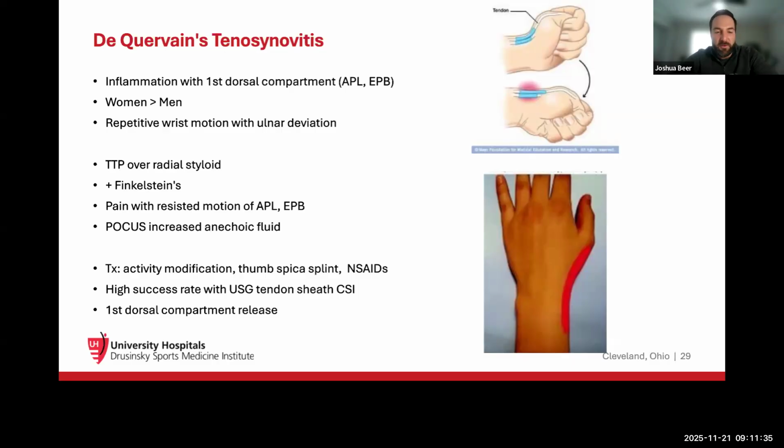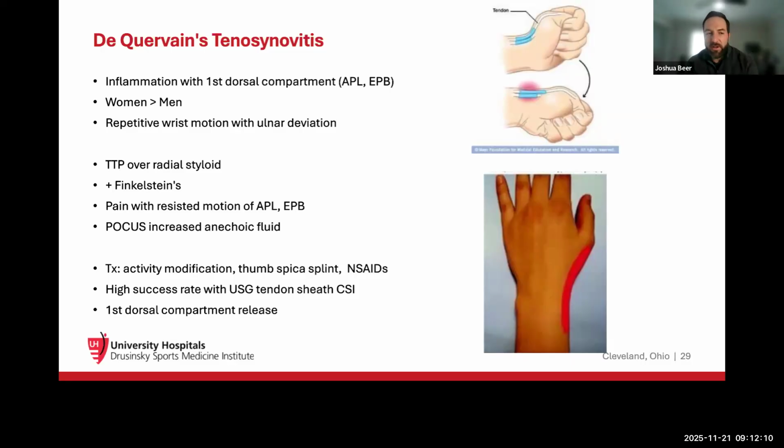So one thing when you're talking about treatment and mechanics, if someone's postpartum, I always try to say, hey, when you're lifting a car seat, hook it around your forearm instead of grabbing it with the hand. As far as presentation, they're going to have very focal tenderness over the radial aspect of the wrist. They'll have that positive Finkelstein's, which is the test seen in the top graphic. Another test, you can just have them resist abduction or extension of their thumb.